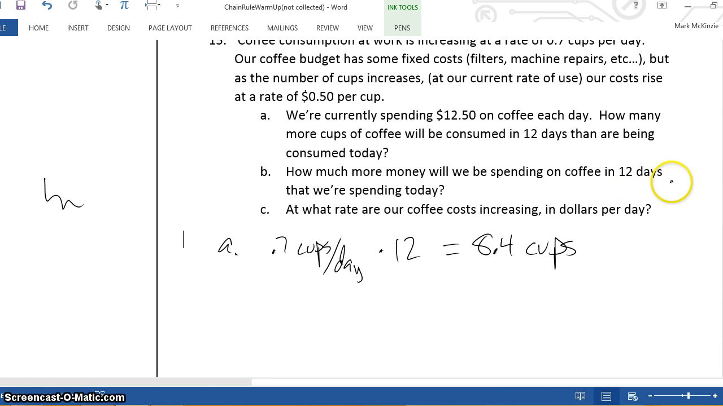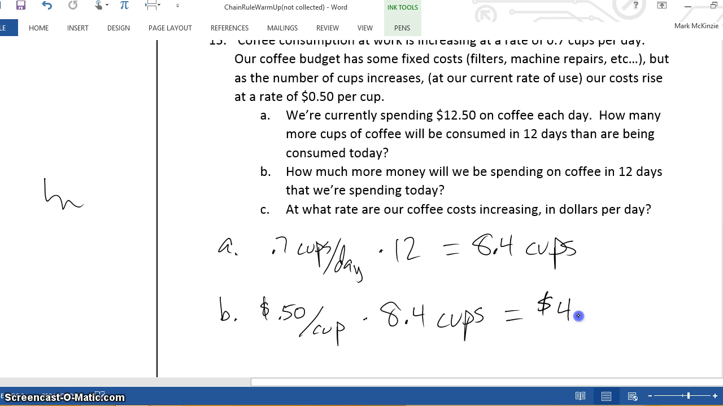For part B, we're asked how much more money will we be spending in 12 days than we're spending today. So if we're going to be drinking 8.4 more cups of coffee in 12 days than we are now, and we know that our costs rise at 50 cents per cup, then our total cost would be increasing by 50 cents per cup multiplied by 8.4 cups. And if you compute that product, you end up with $4.20 as the increase in our costs.